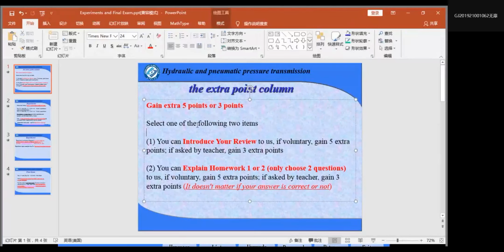You can select one of the following 2 items. You can introduce your review.